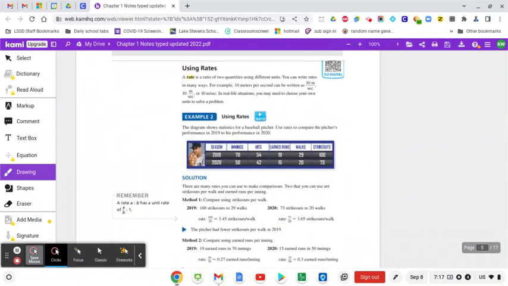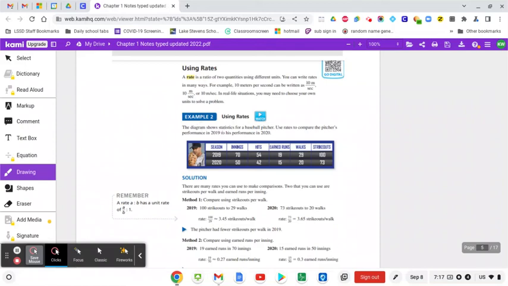A rate is a ratio of two quantities using different units. You can write rates in many ways. For example, 10 meters per second could be written as the 10 meters over 1 second, like that. Or it could be written with the 10 in front and then the meters over the second. Or we could do 10 meters slash seconds. All of those mean the exact same thing. Typically in the real world, this is probably the one that's used the most often, but all of them are equivalent. You may need to choose your own units to solve a problem.